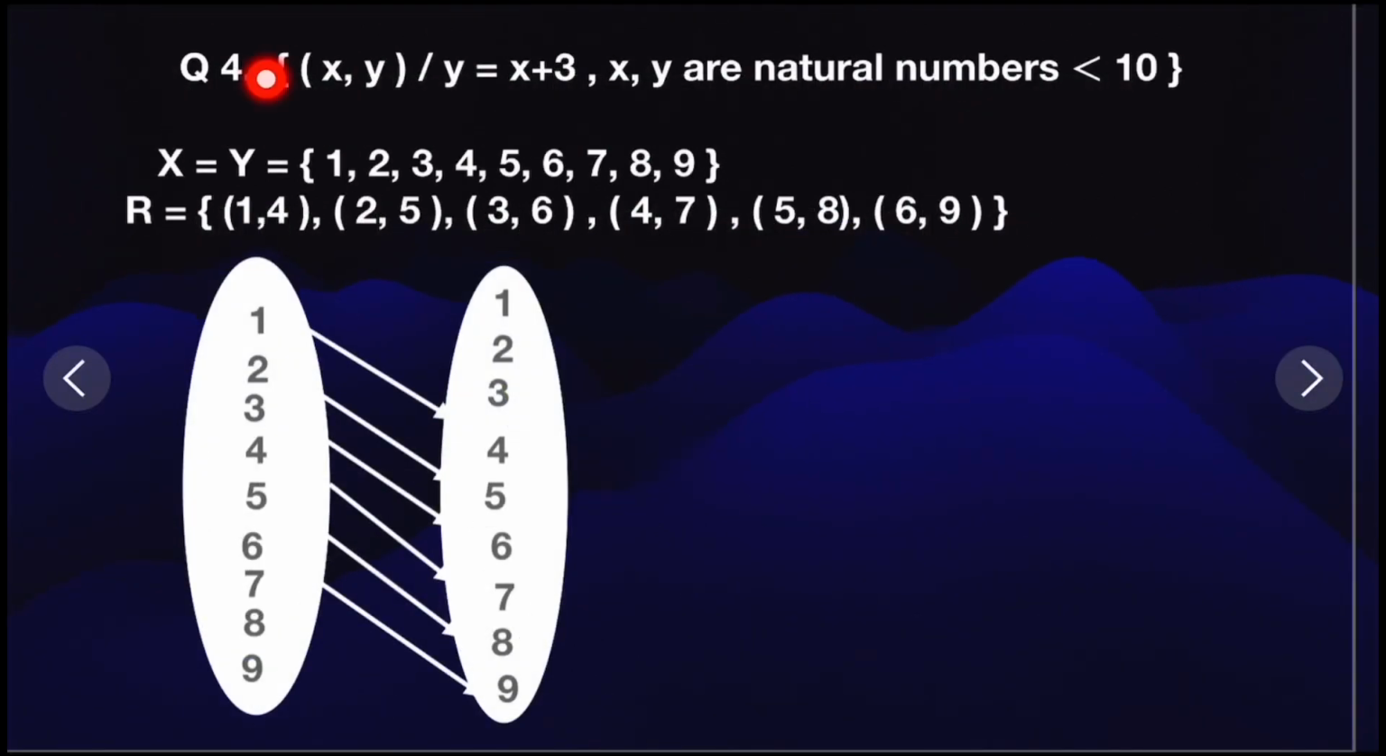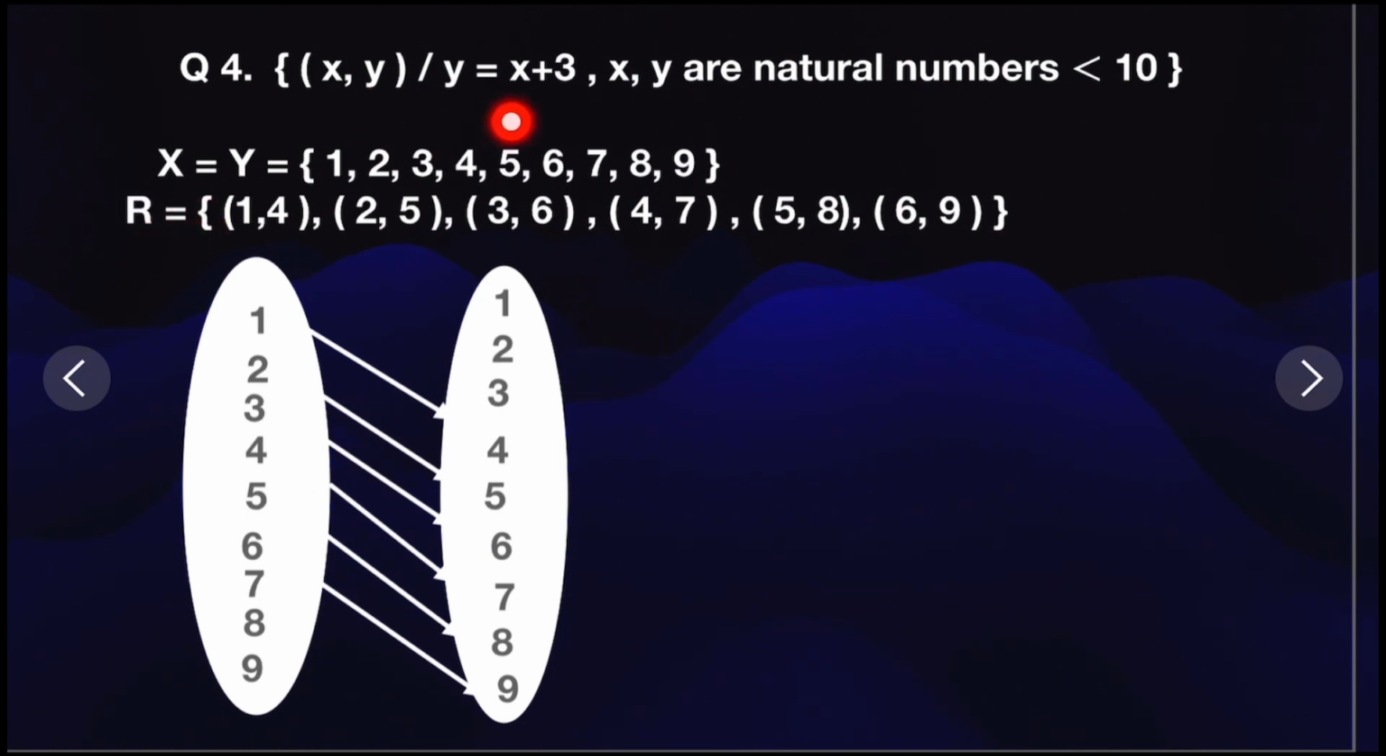Next sum. Question 4. Ordered pairs xy such that y is equal to x plus 3. X and y are natural numbers less than 10. So x and y set is the same. Natural numbers less than 10. List it out. Then we are going to write the set R.